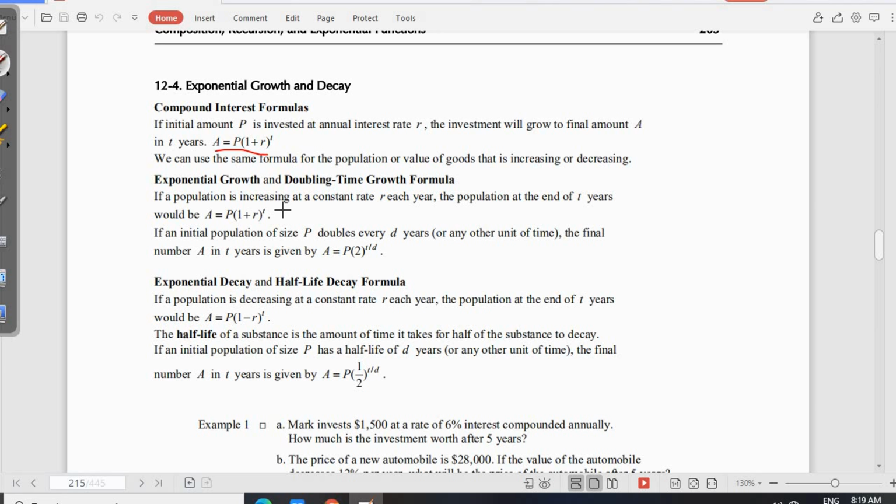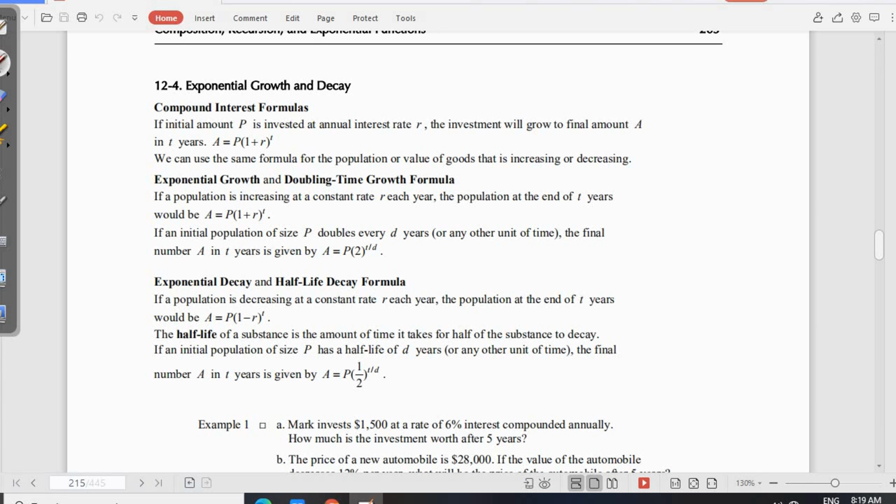Then we're looking at exponential growth and doubling. If a population is increasing by a constant rate, we use that same formula, the formula for compound interest. If the population doubles, we use twice the initial amount. If it doubles every d years, that t over d represents the number of time periods. So the t number of time periods here is the same thing as this t over d. That's quite important to know.